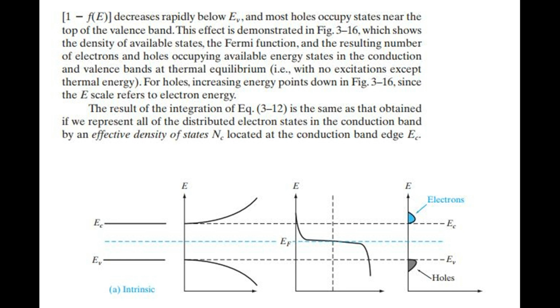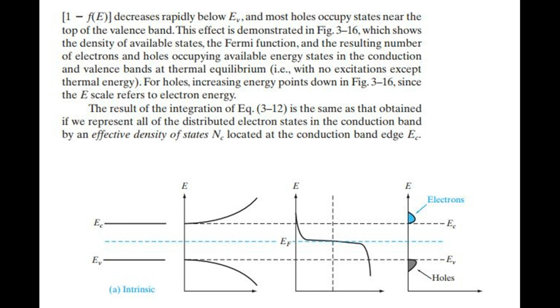This effect is demonstrated in Fig. 3-16, which shows the density of available states, the Fermi function, and the resulting number of electrons and holes occupying available energy states in the conduction and valence bands at thermal equilibrium, i.e., with no excitations except thermal energy. For holes, increasing energy points down in Fig. 3-16, since the E scale refers to electron energy.